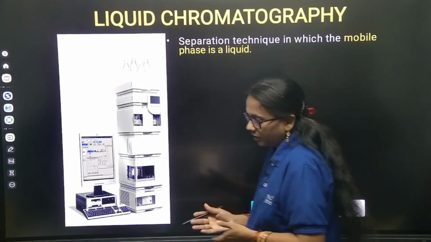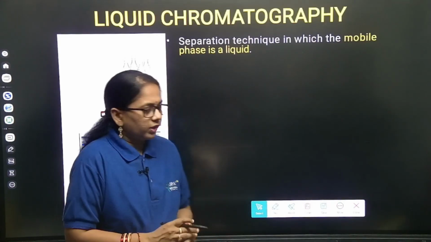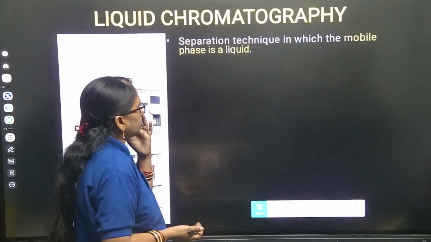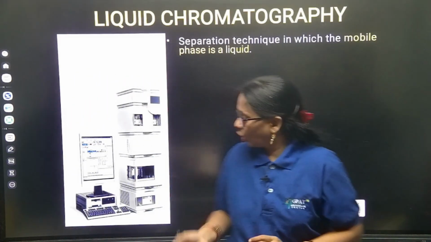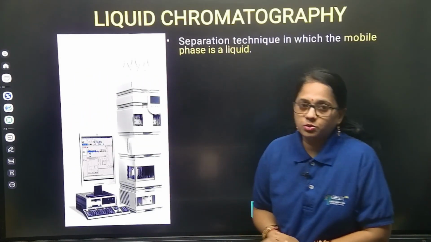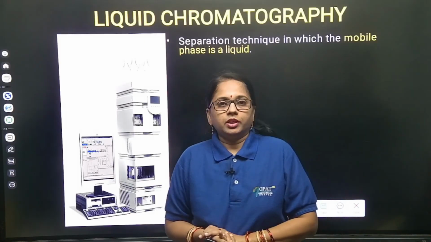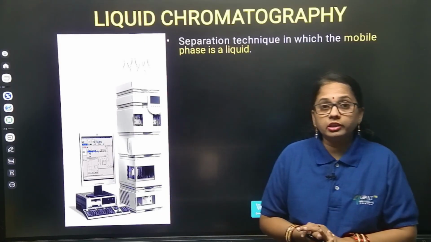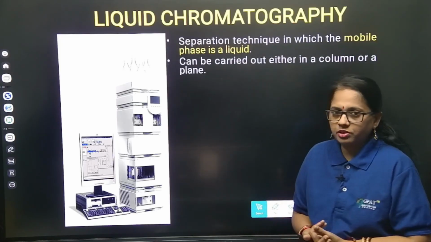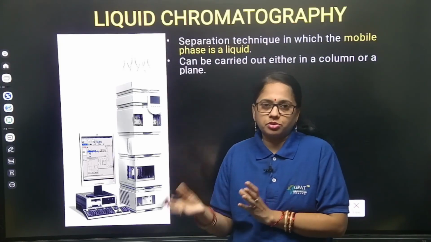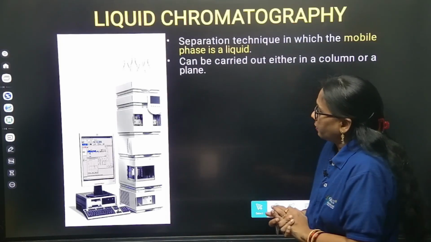So in this HPLC, if you observe, whether it is HPLC or GC, separation is going to take place on the column itself. And the mobile phase whatever we are going to use is a liquid. And here the complete principle involved is partition chromatography. So based on the partition coefficient, the distribution of the compounds takes place.